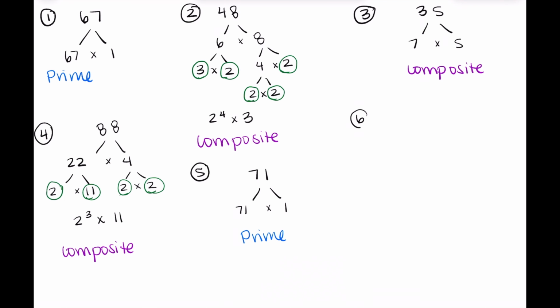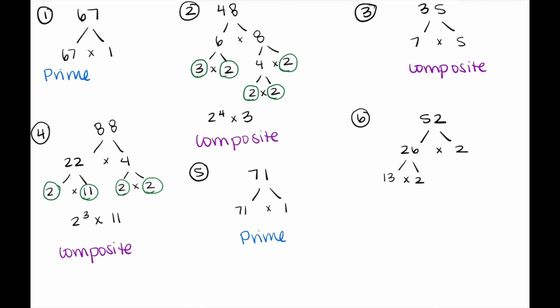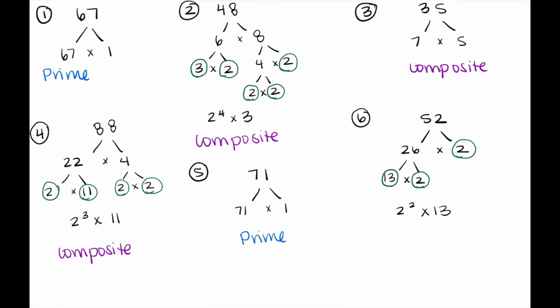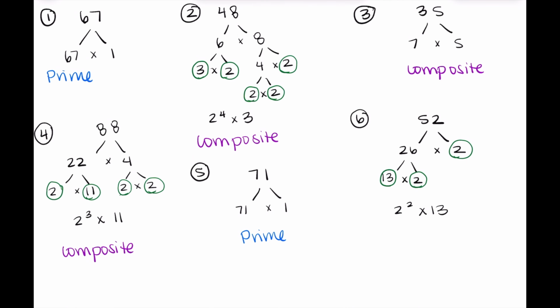All right, you guys, last practice problem of the day. We have 52, and 52 will split up into 26 times 2. The 26 we can break up into 13 times 2. And all of these numbers left are all prime numbers. Since it's more than 2 factors, I will rewrite it for us. That would be the same as 2 squared times 13. And since our factors are different than just 52 and 1, we would consider 52 to be a composite number.